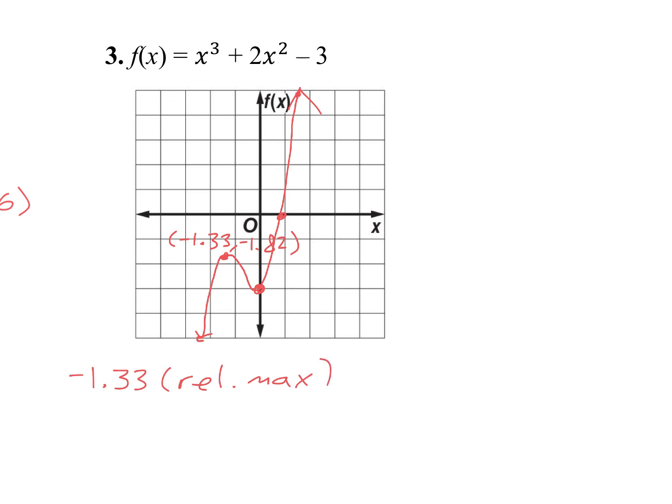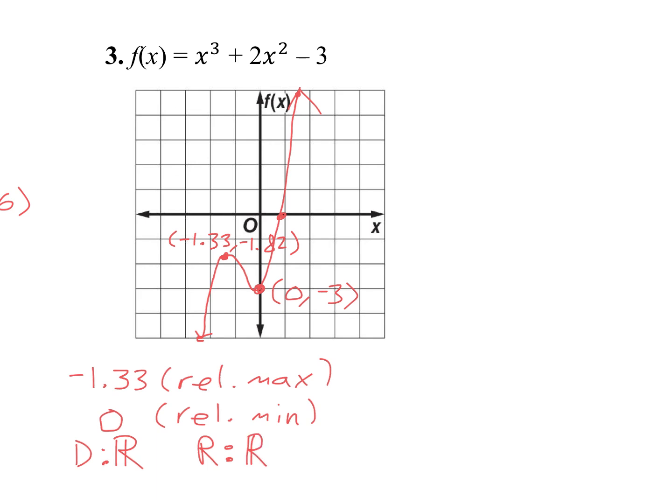Then we click on the one down here. So if you click here, you get that this point is 0, -3. We only report the x coordinate. So 0 represents the location of the relative min. All right, domain is all real numbers. The range, so again, one side goes up, one side goes down. Every y value is going to get touched, so the range is also all real numbers.